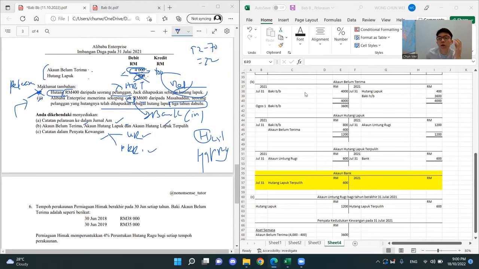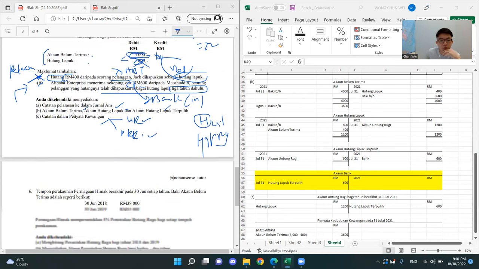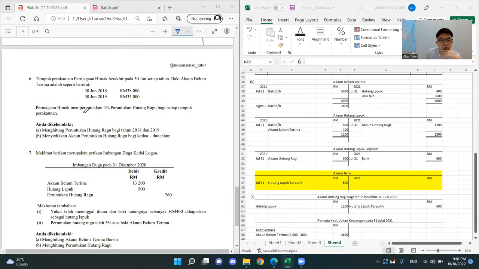Alright, so you can see that all the ways that we use to record for this, all the pelarasan is almost similar. When we were doing for the account nominal, you remember? Or the belum terima, belum bayar. We're using the same way to record also. If it is a belanja, then you debit. If it is a hasil, you credit. Asset, you debit. If it is a liability, then you credit. Alright, so that is for your question 5. Now, quickly, let's move to question 6.